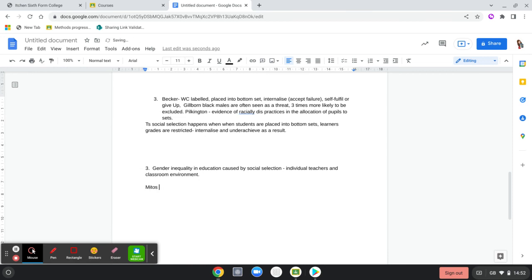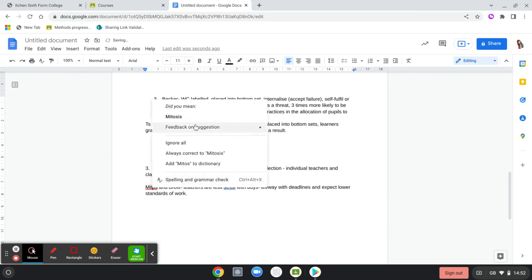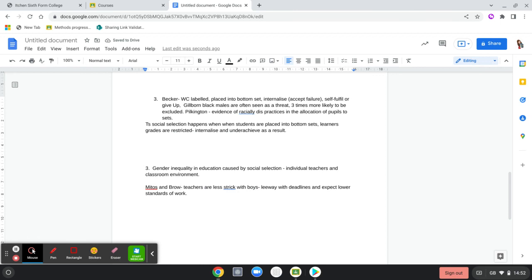Okay, so I'm going to do Mitos and Brown, who argues teachers are less strict with boys. They give them more leeway with deadlines and expect lower standards of work. I really like that, so I use it a lot. Mitos and Brown. Teachers less strict with boys, so that's individual agency.